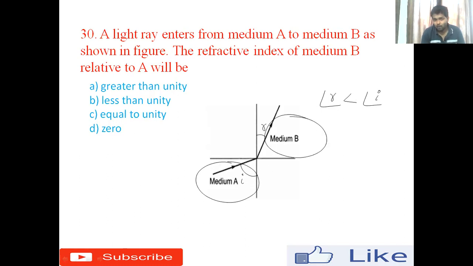Medium B is denser, which means its refractive index will be more than medium A. So the right answer for this question is that the refractive index of medium B relative to A will be greater than 1. That is why the speed of light reduces and it bends towards the normal. So the right answer for this question is option A.